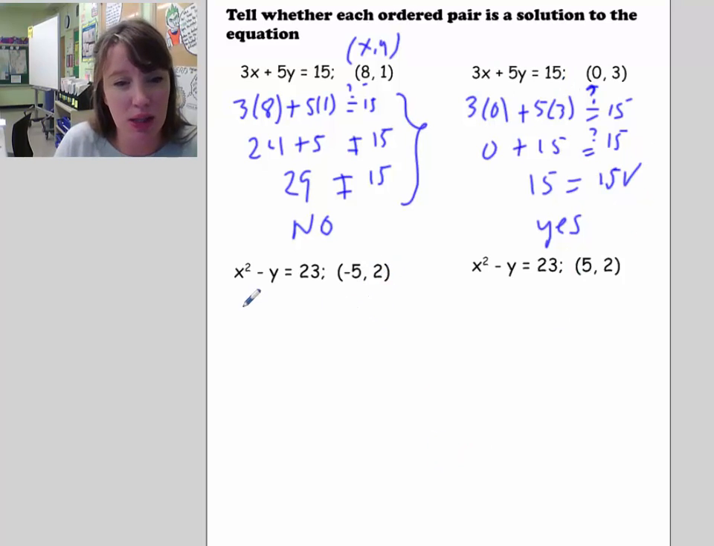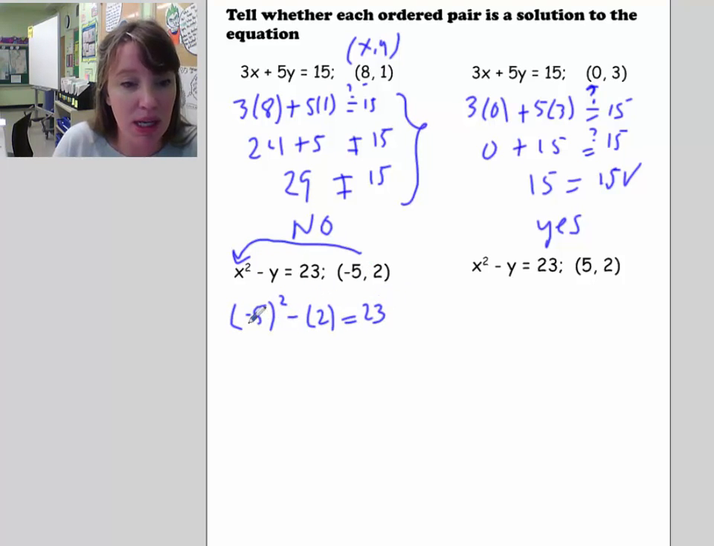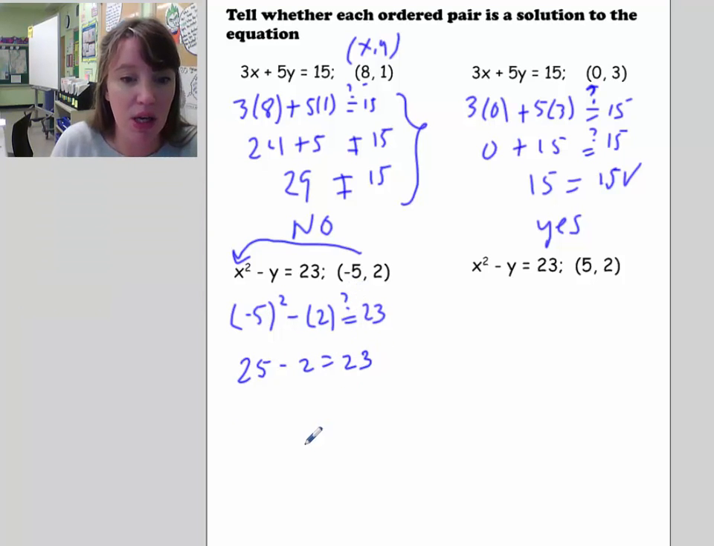Okay, let's check this one. Remember, when we substitute a negative value in here, let's use some parentheses because we're indicating that the entire base is negative. This is very important when you have a negative number and you're raising it to a power. Because a negative 5 squared ends up being negative 5 times negative 5, which is positive 25. And I should really have this question mark here. Well, 25 minus 2 is equal to 23. So yes, this ordered pair is a solution.